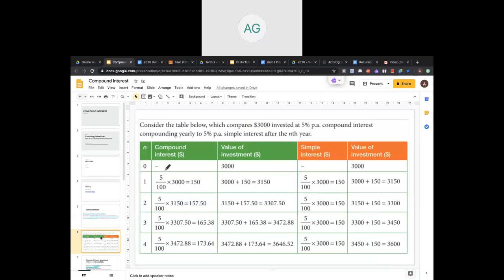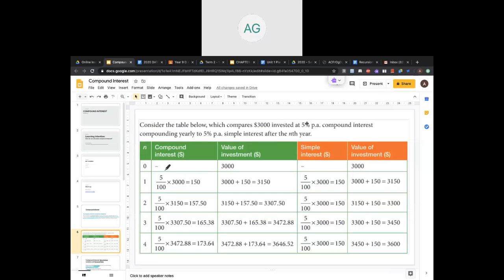Okay, for example, consider the table below. The simple interest is here. So we are considering the same example for comparing. You have invested $3,000 at 5% per annum. PA is per annum, per year, for compound interest, compounding yearly, every year at 5% per annum, and the simple interest after n years as well. So the same conditions for simple interest and the same conditions for compound interest. So let's see what happens in the compound interest and the simple interest.